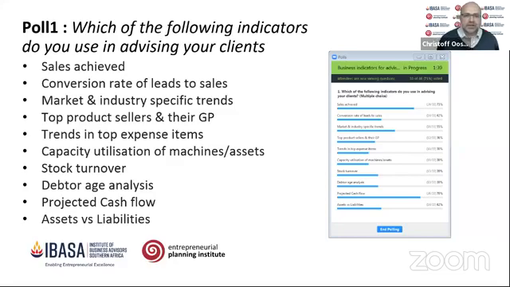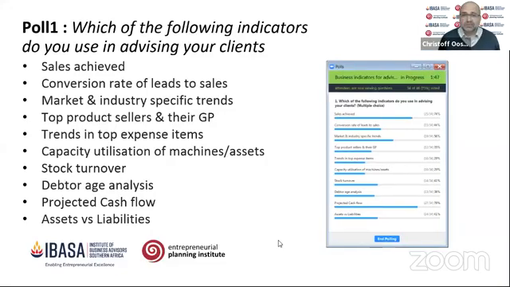And then an interesting one is that assets versus liabilities is, of course, a very important one, the solvency of the business, and that market and industry specific trends is scoring quite high. I would have guessed not, but it looks like we are finding ways to follow what is happening in the marketplace so that we can advise our clients better.